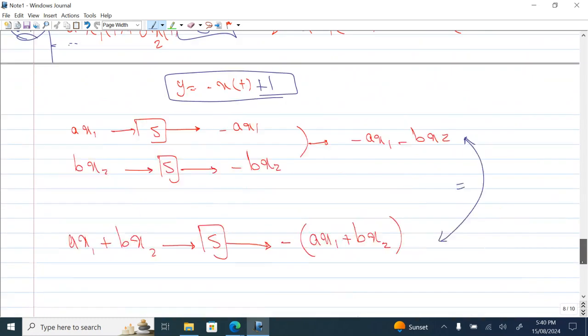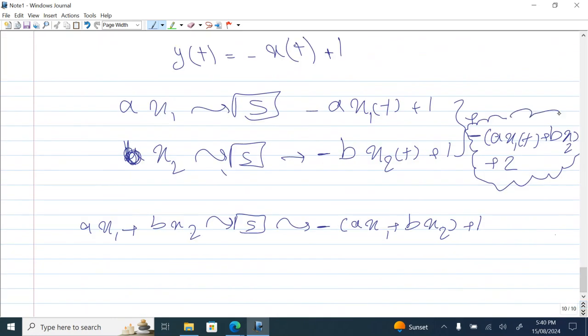So just explain it. Minus x1 plus 1, and for the other one the same. So when we add them with each other, we have plus 2. But when we send x1 plus x2 to the system, we have minus (x1 plus x2) plus 1. Yep, that's correct. And that's not linear.